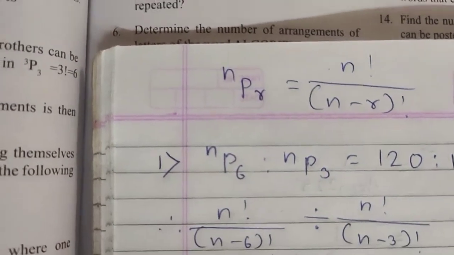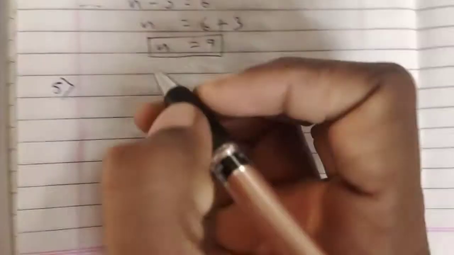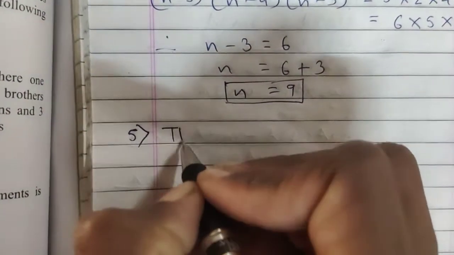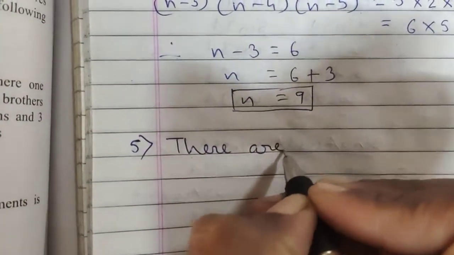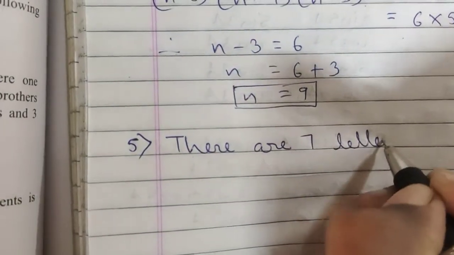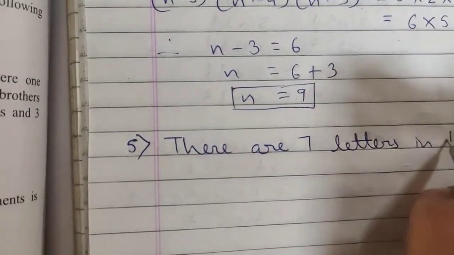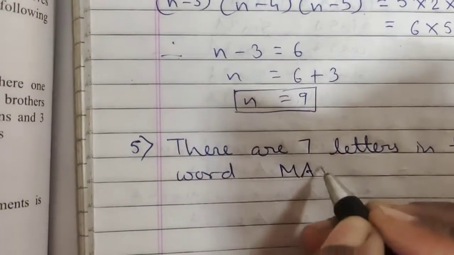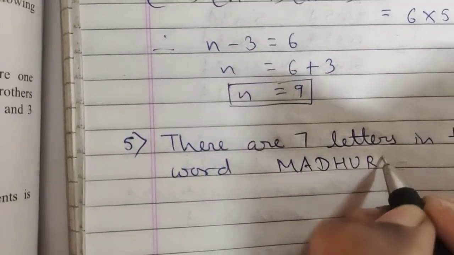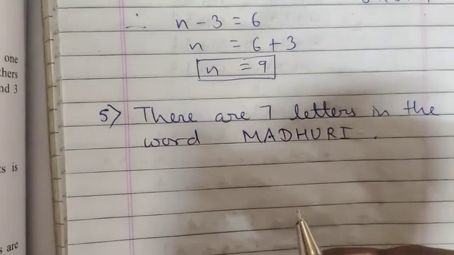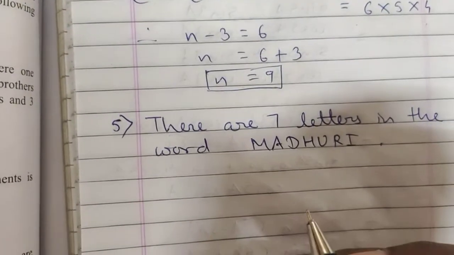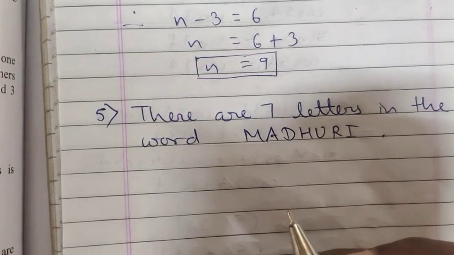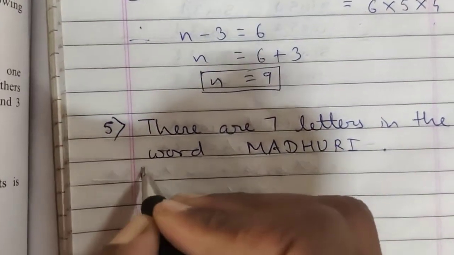Okay, so basically what is given to us, there are 7 letters in the word Madhuri. Okay, this we know. And what we want to make, we want to make only 4-letter words. And in the first case, repetition is allowed.